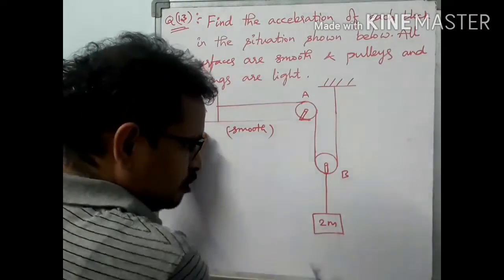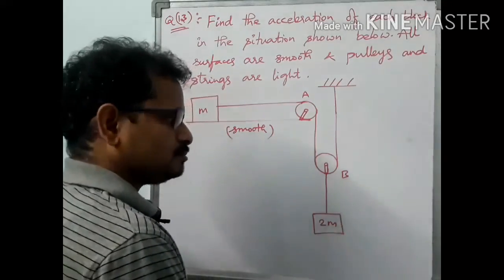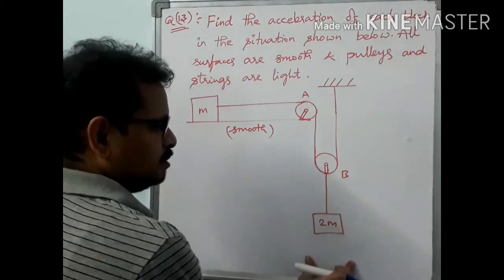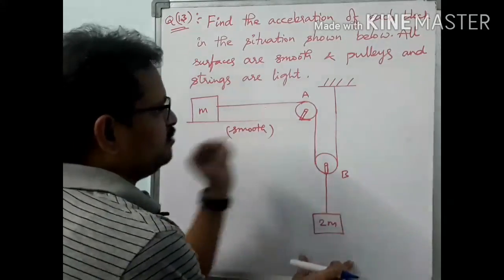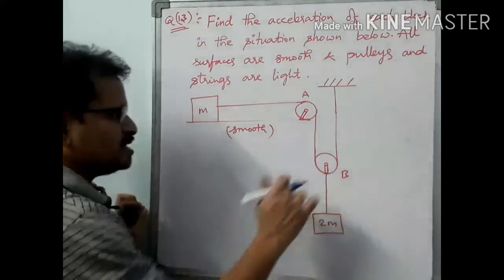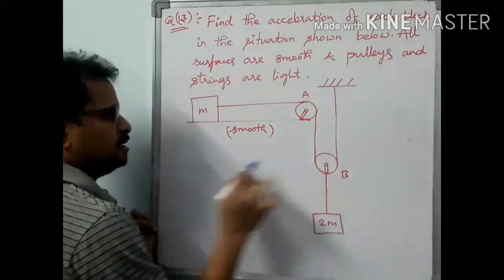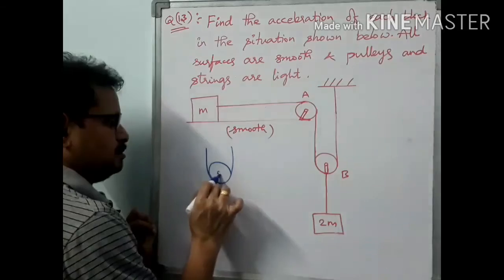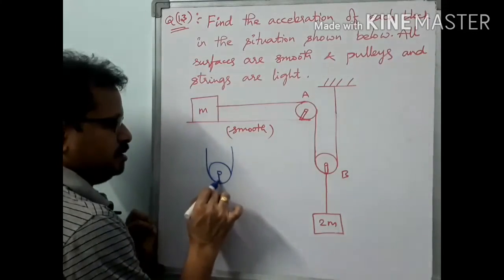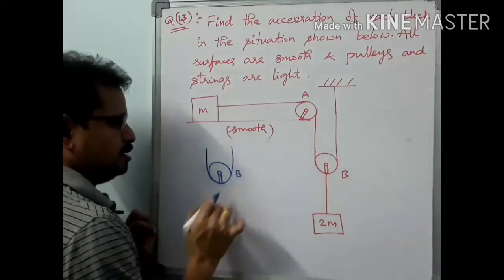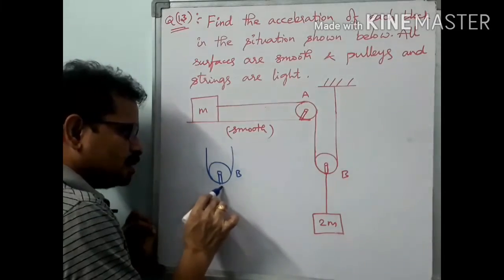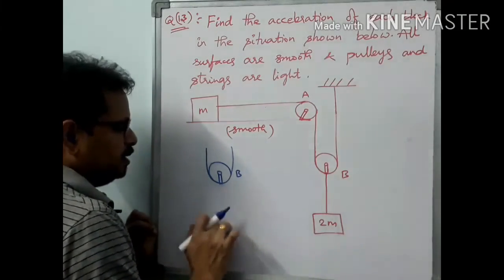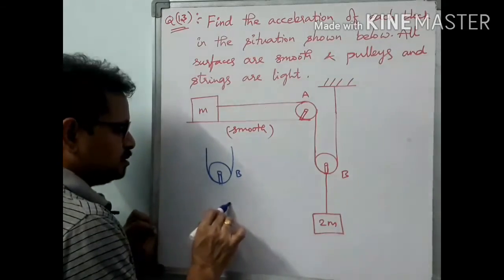Suppose we remove our hand. What happens? This one will fall down, this one will come down, no? Move downwards, and this one will move rightwards. See what happens in this case. I am drawing this section here. This is pulley B. So what happens now? This pulley moves downwards like this.